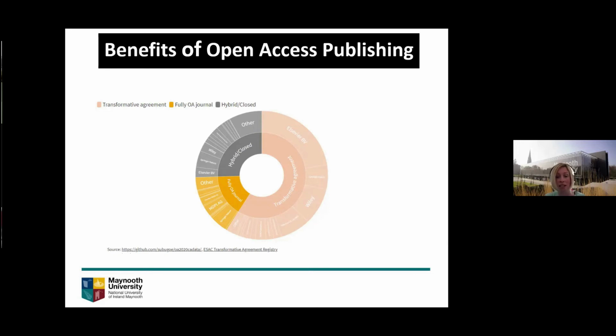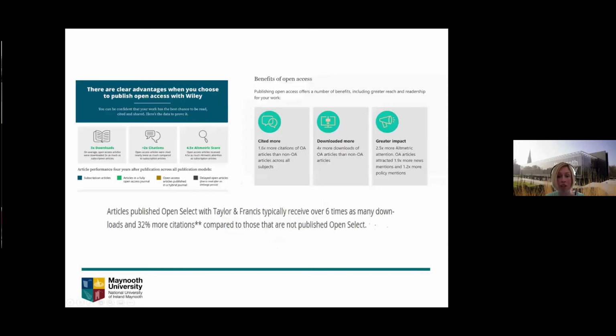And then there's lots of data that shows the positive impact of publishing open access on the visibility and use of research. I've just included some statistics here from three major publishers: Wiley, Springer Nature, and Taylor and Francis. If we look at the Wiley one, it notes that on average there are 3 times more downloads of open access articles when compared to subscription articles, that they're cited nearly twice as much, and they receive over 4 times more attention as well.